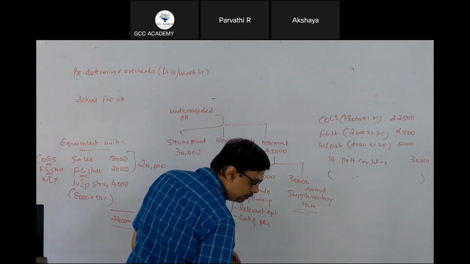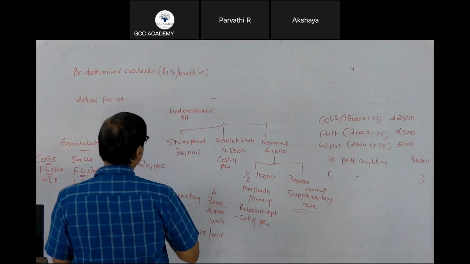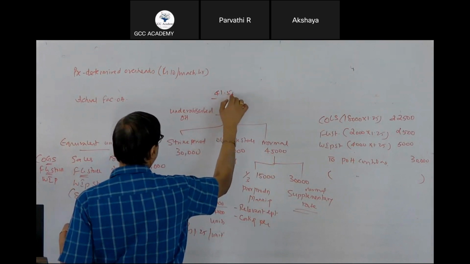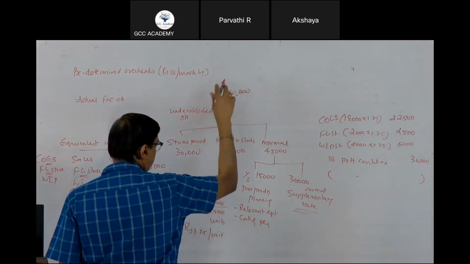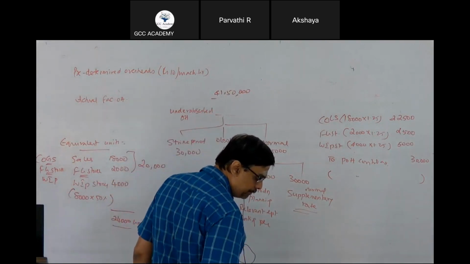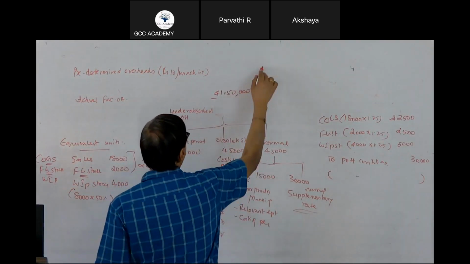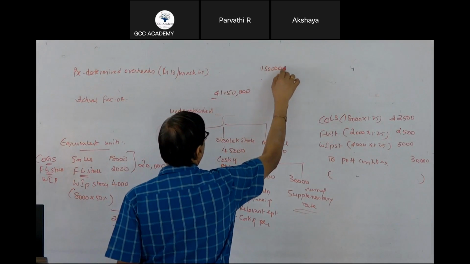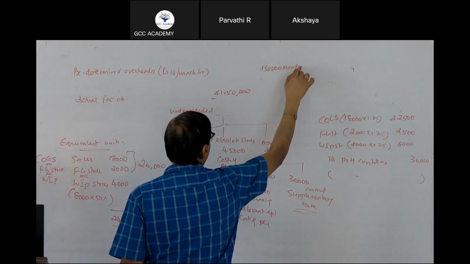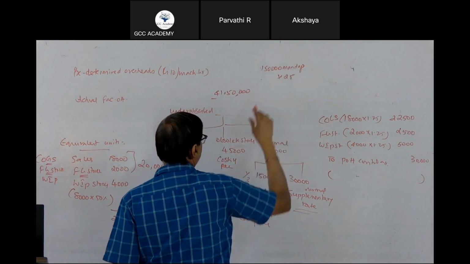So actual overheads incurred is given as 41 lakh 50,000. Predetermined overhead is based on man days: 1 lakh 50,000 man days into rupees 25 per man day. Follow.